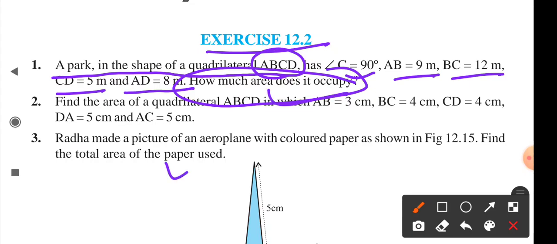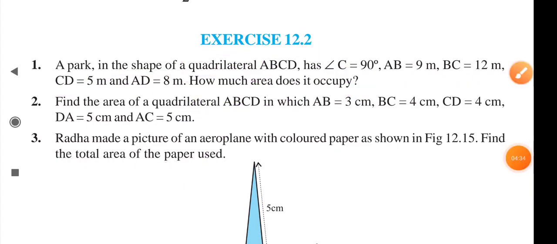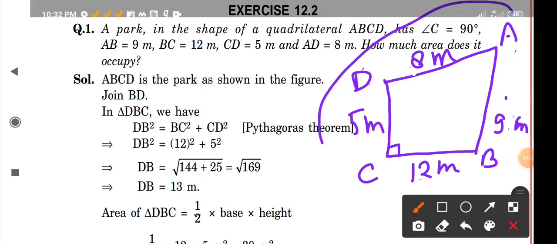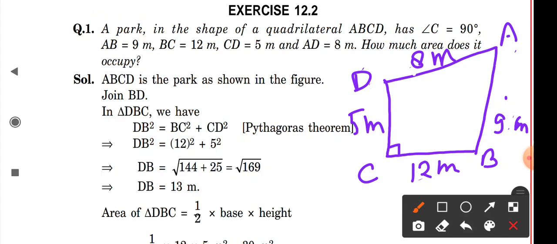But you can see that in this chapter we are studying how to find out the area of a triangle. But in this question we have to find out the area of this quadrilateral shaped park. So see how we will solve it. Just concentrate on this figure which I have made for you. In this figure, I have just mentioned all the things which are given in the question. See, first angle C is equal to 90 degree.